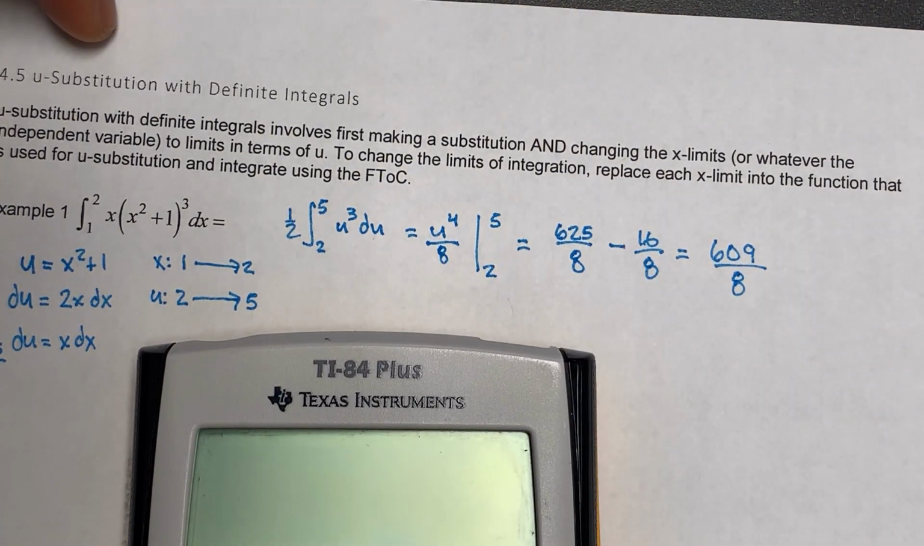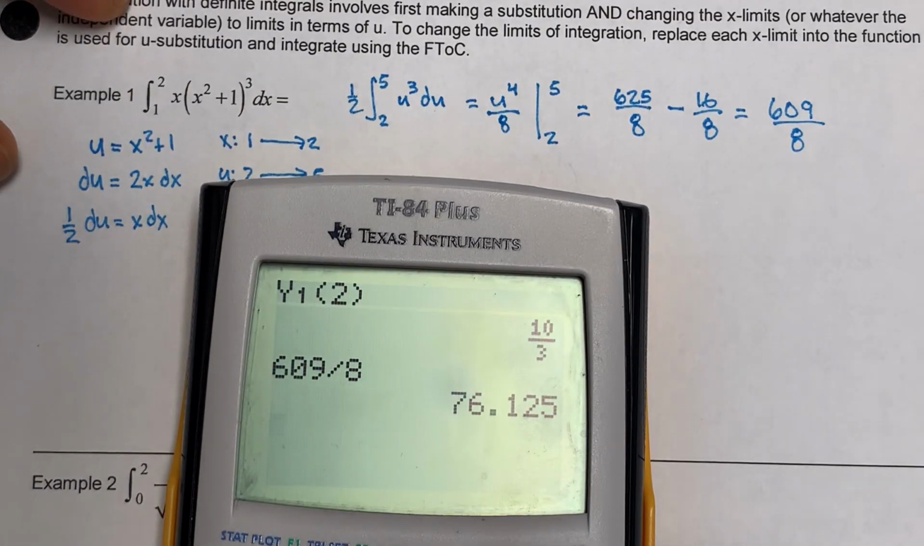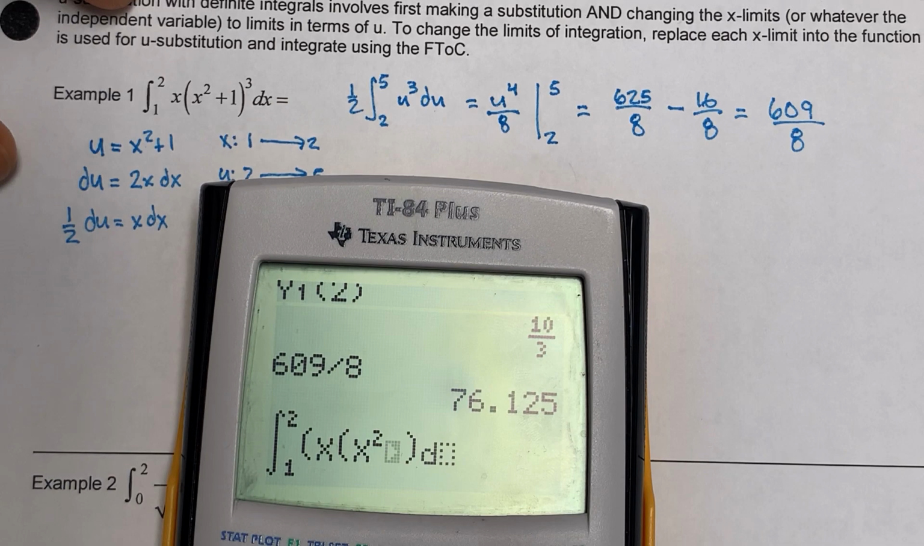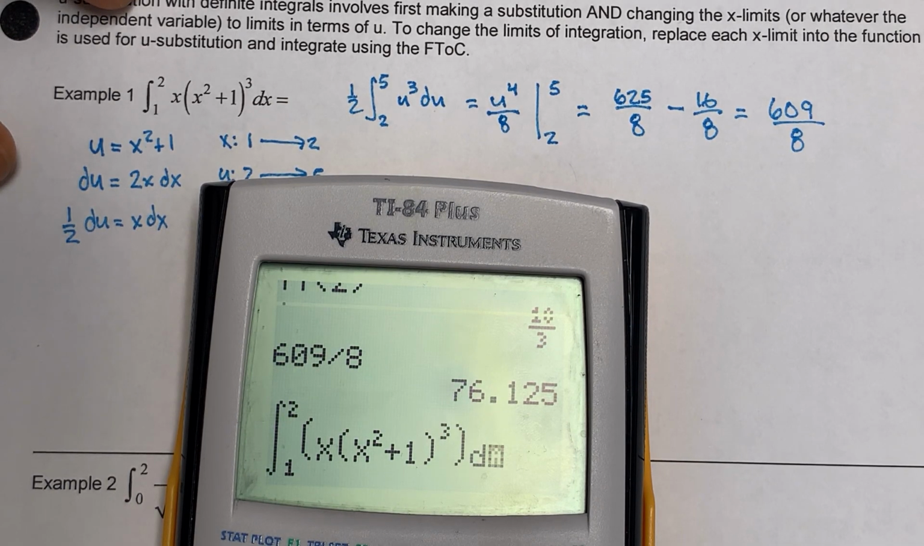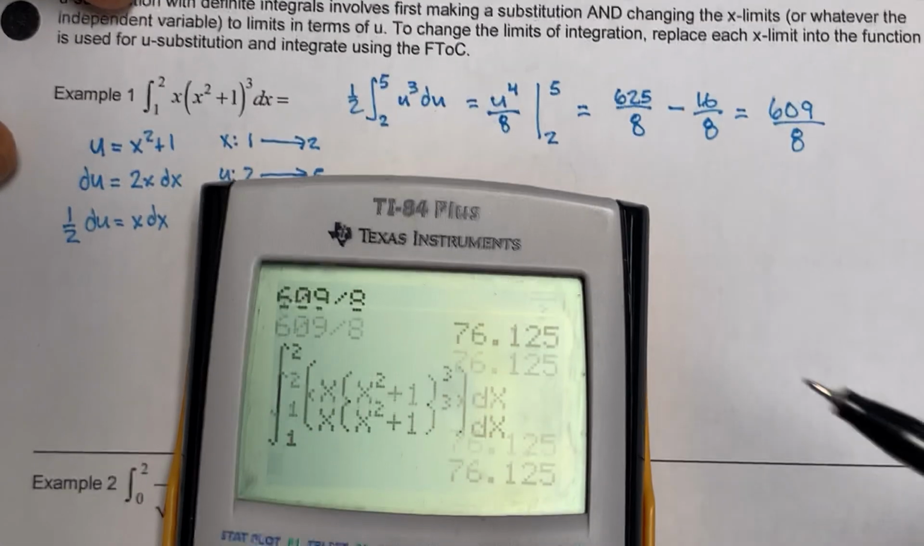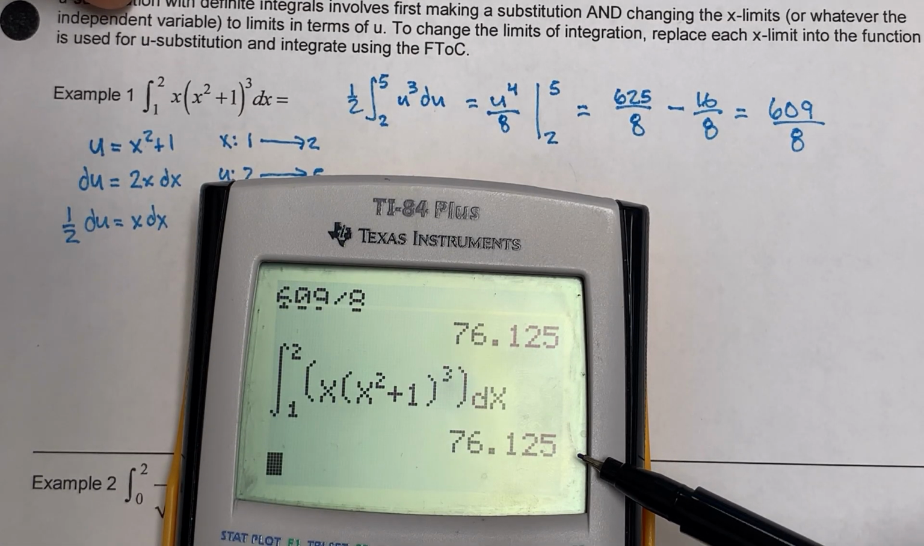What's that like? I have no idea. 609 divided by 8, 76.125. So we learned that we can integrate using our calculator. So we're going to have x times x squared plus 1 dx, and let's see what we get. 76.125.